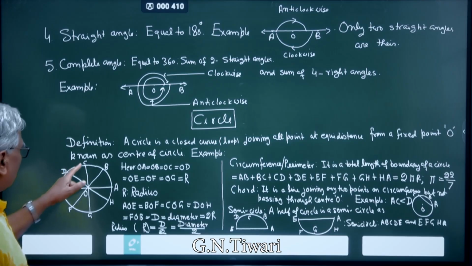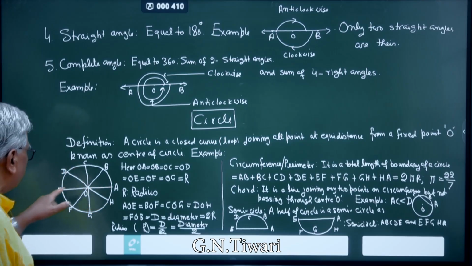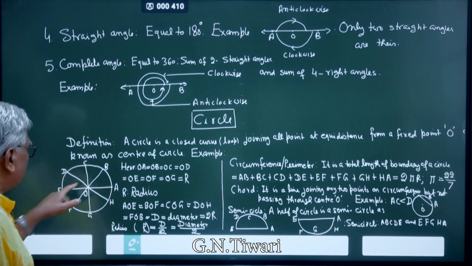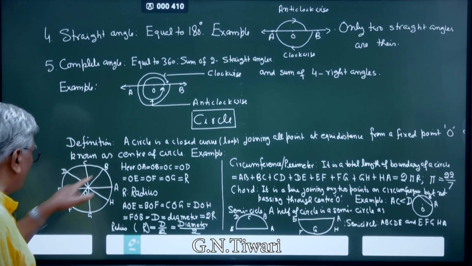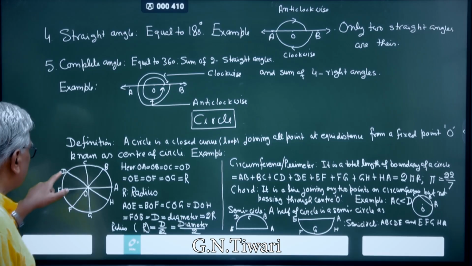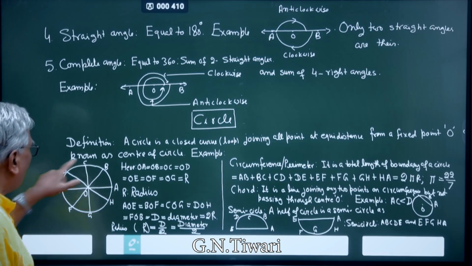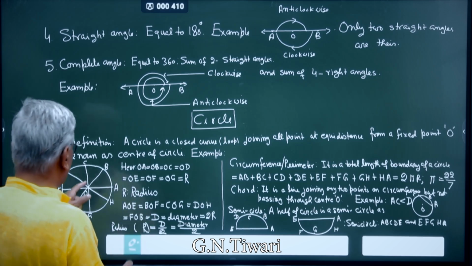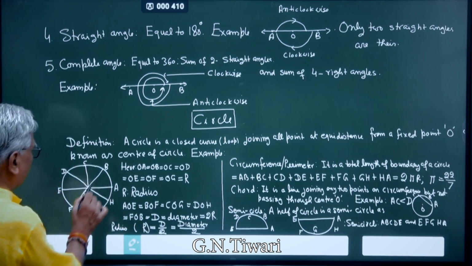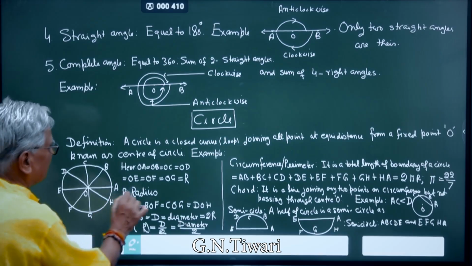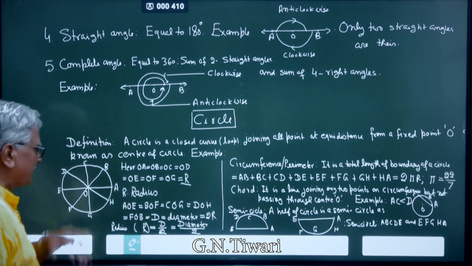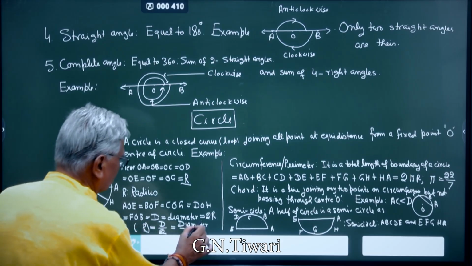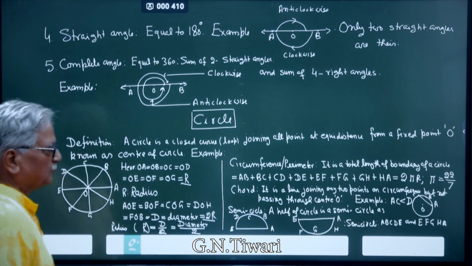Now, the distance between A to E, which is passing through the O, and B and F, C and G, D and H, all these are the diameter of the circle. So here given it is, and one distance OA, OB, OC, OD, equidistance is the radius. And obviously the diameter is double of the radius. So here given diameter is equal to 2R and R is equal to D by 2.